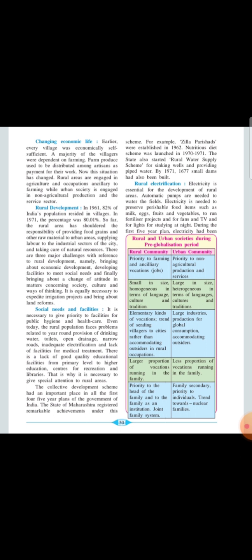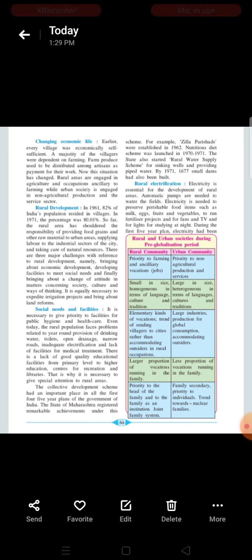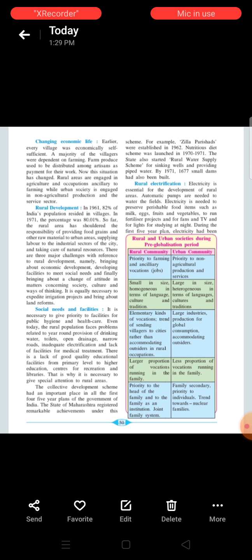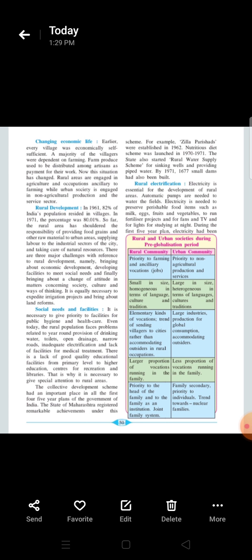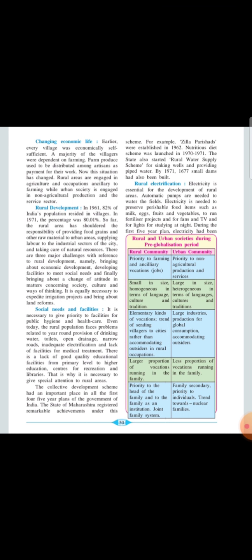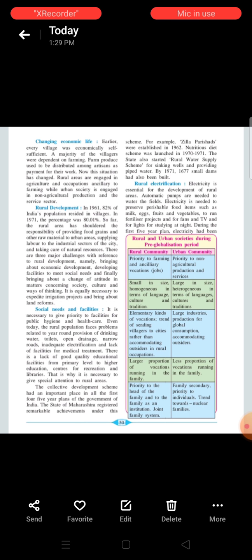Okay, now our next point, that is rural electrification. What is rural electrification? Everyone just pay attention. Electricity is essential for the development of the rural area. Automatic pumps are needed to water the fields. Electricity is needed to preserve perishable food items such as milk, eggs, fruits and vegetables, to run fertilizer projects, and for fans and TV and lights for studying at night.